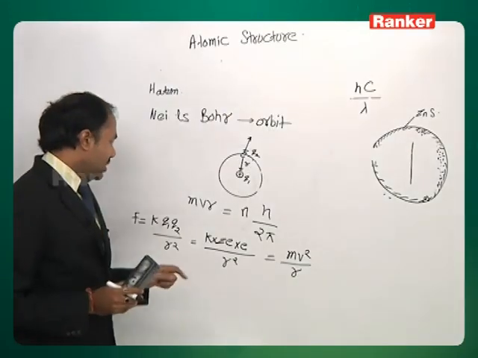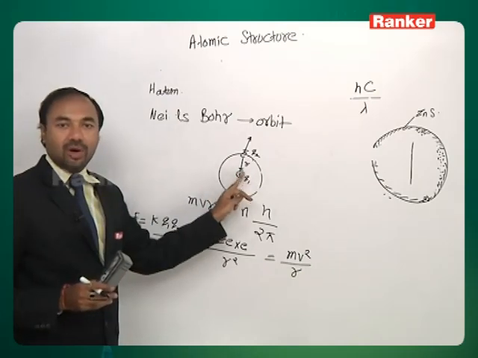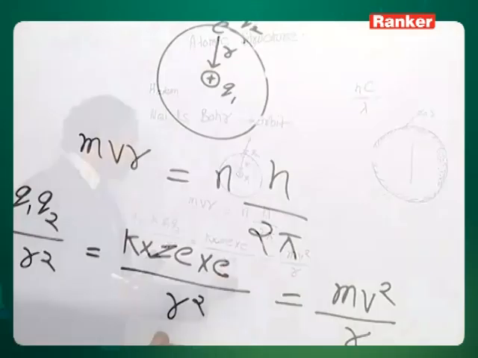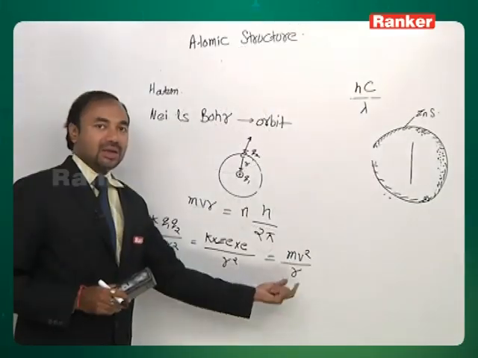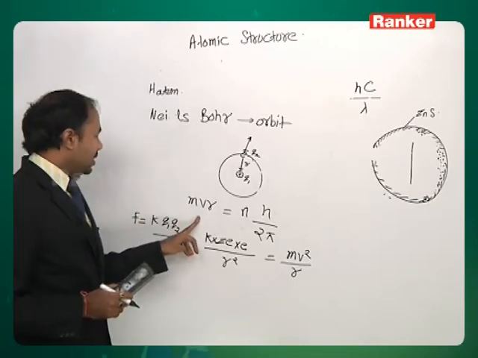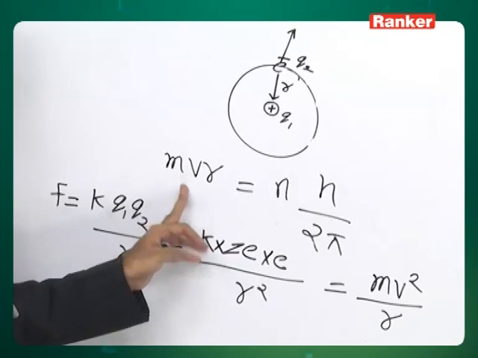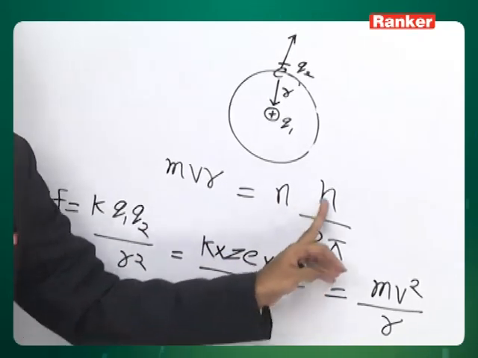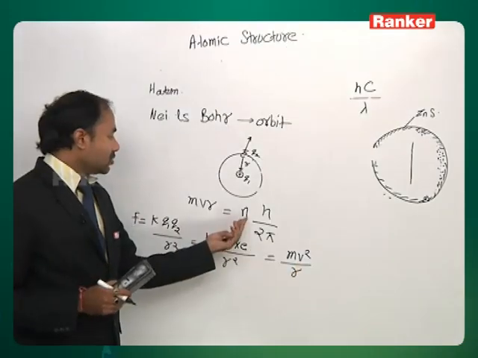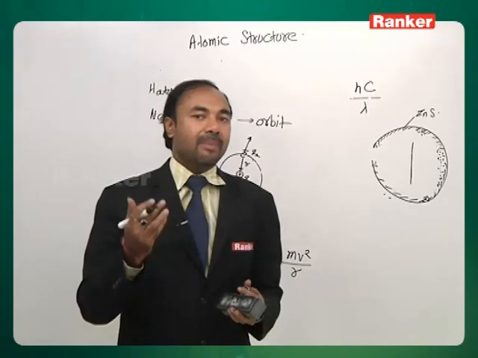Obviously, if the electron is balanced and revolving in its orbit, the centripetal force and centrifugal force must be equal to each other. The second condition which Bohr gave for the electron to move in its position was that mvr, its angular momentum, must be equal to an integral multiple of h upon 2 pi. This n, the orbit, is nowadays also called a shell, or shell number.